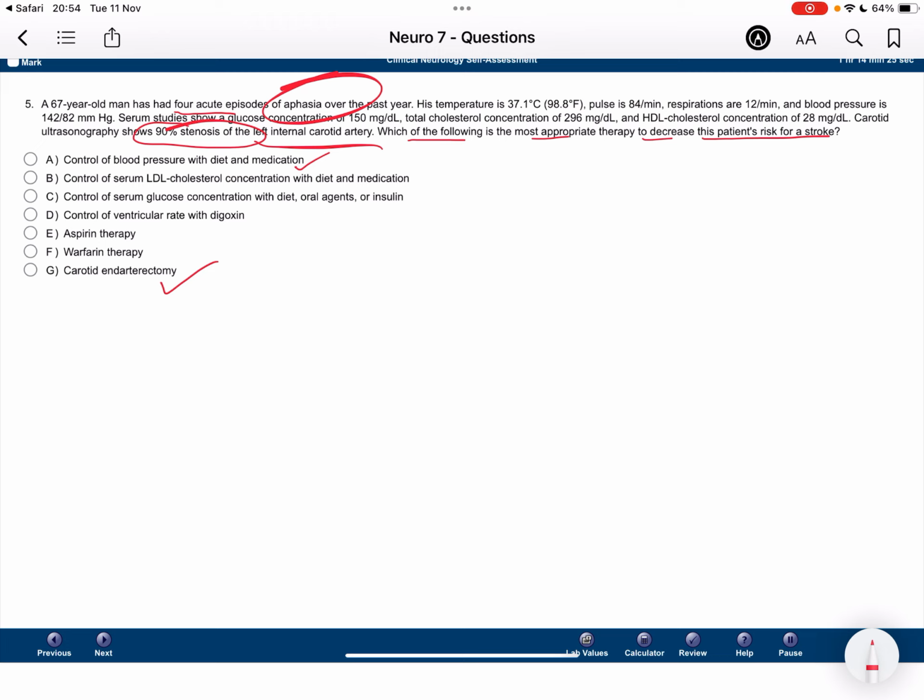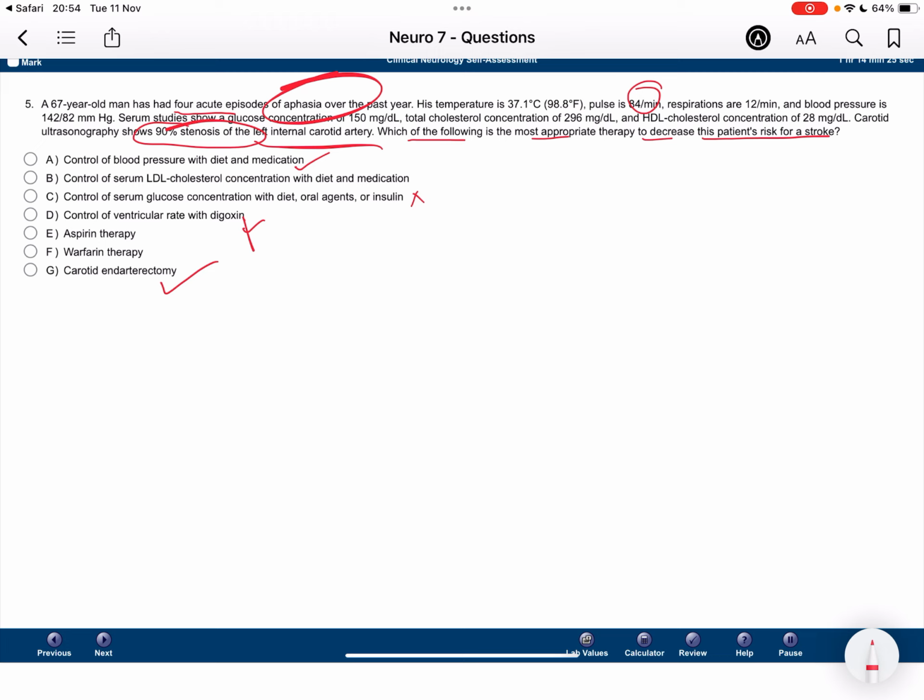Control of ventricular rate with digoxin: I'm not worried about the rate with digoxin here because he did not give me the ECG findings. So I'm not worried about this one. All right, control of serum glucose with diet. Again, it is a secondary prevention. Aspirin therapy is a primary prevention, but the problem here is the 90% internal carotid stenosis. That is one thing I will have to remember.